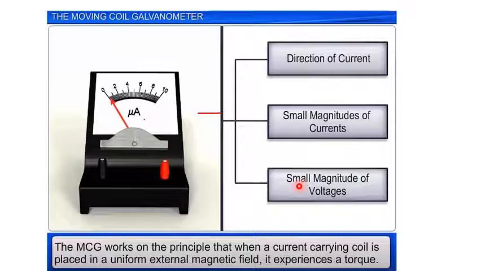Okay, now it works on the principle that when a current carrying coil is placed in uniform magnetic field, it experiences a torque. Please remember this thing, that when a current carrying coil is placed in magnetic field, it will experience force. So our galvanometer works on this principle.